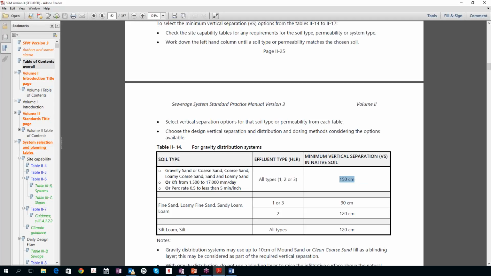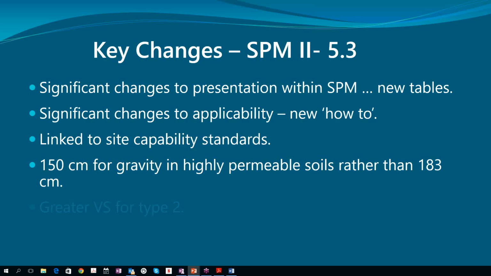There is now greater vertical separation for type 2 than there is for type 1. For type 2, it needs 120 centimeters of VS from the bottom of the trench to seasonal high water table, which is more than 90. And there's some reasons for that. I guess I'll get to that in a sec. I don't know how I ran out of time so quickly.